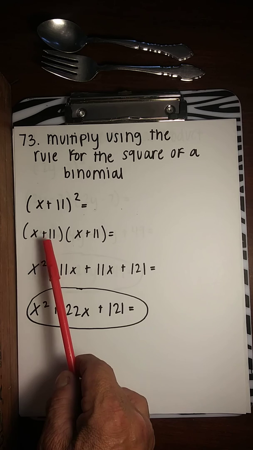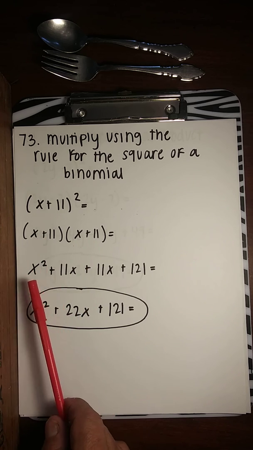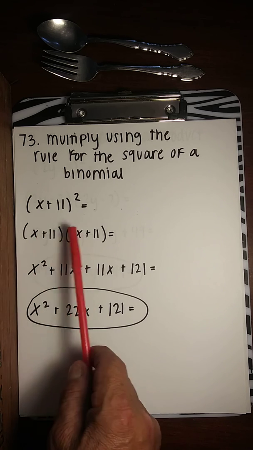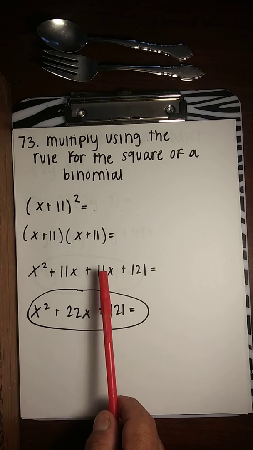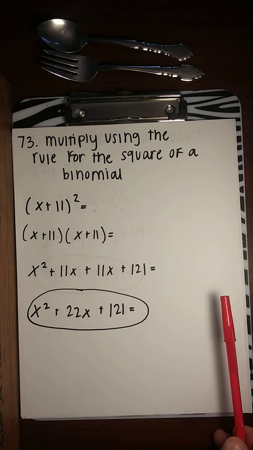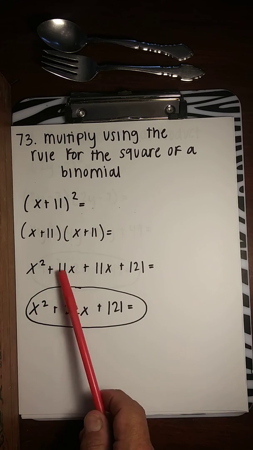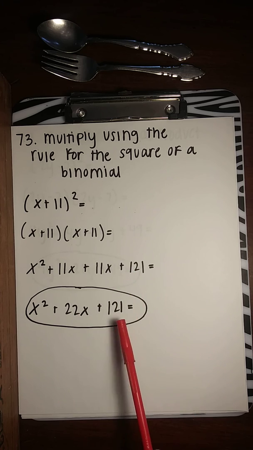x plus 11 squared means twice. x plus 11, x plus 11. x and x, x squared. x times that, 11x. That times that is 11x. And that times that is 121. So x squared plus 22x plus 121.